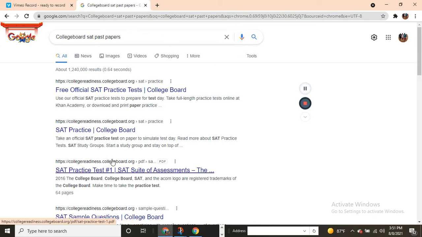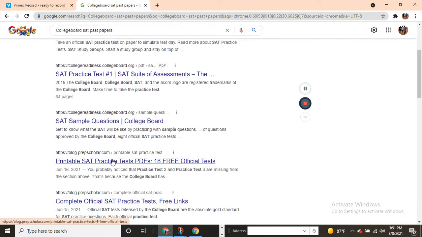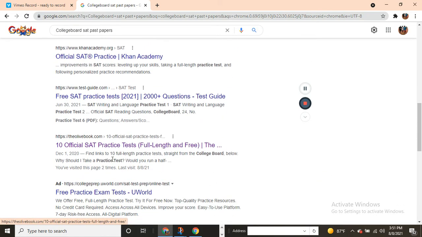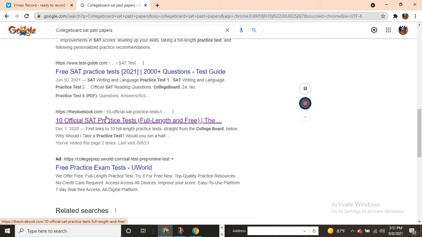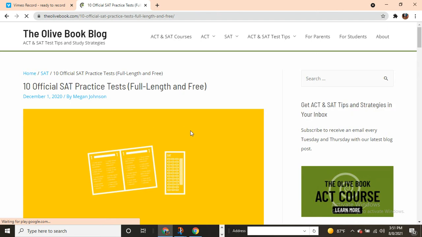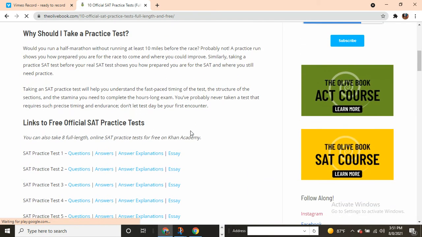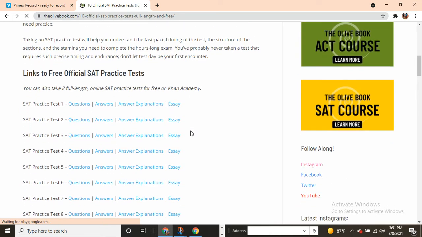After doing this, you can look for the past papers. There are always several past papers that you can find. So we can go here, 10 official SAT practice tests. These are the past SAT exams that have been administered by the College Board, and I'd like you to see how you can get them.